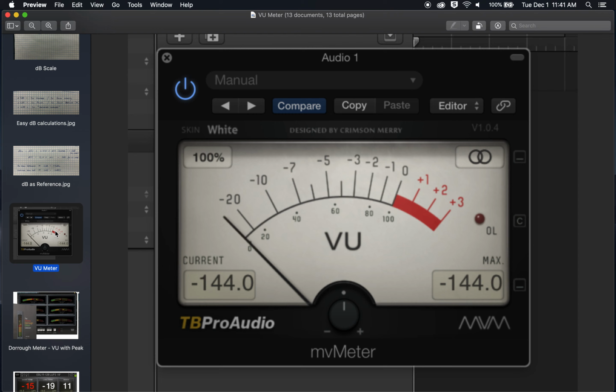And meters, though, they're still not any substitute for your ears. I mean, if you hear something clip, no matter what the meter says, something's going wrong. If it sounds good, it sounds good.